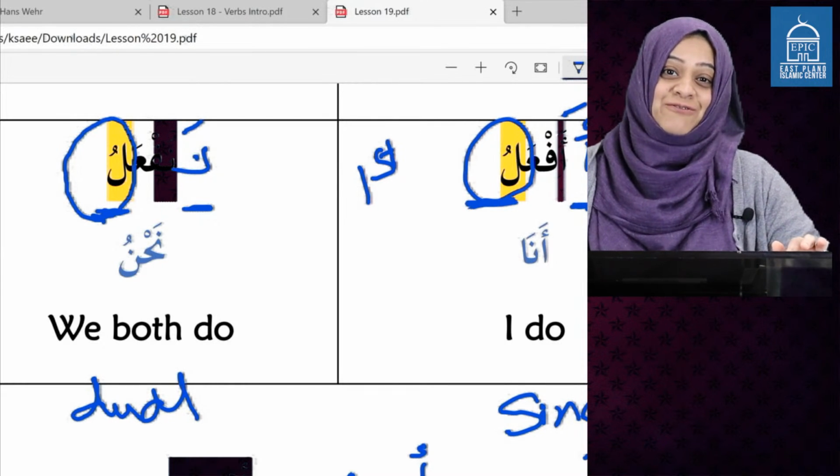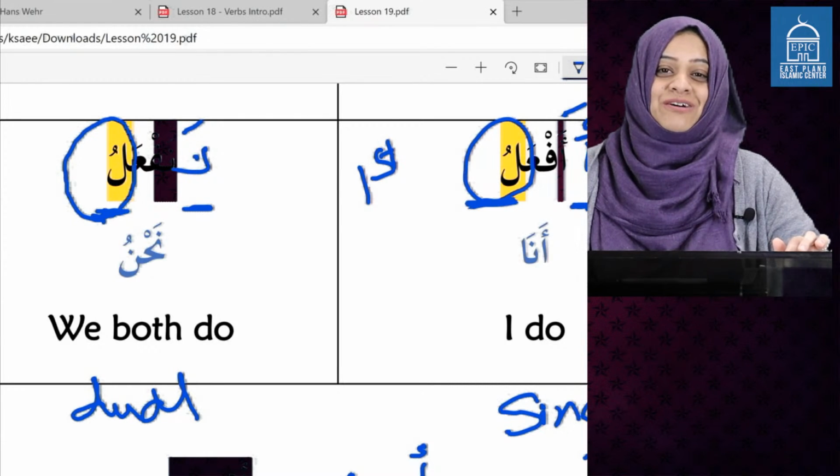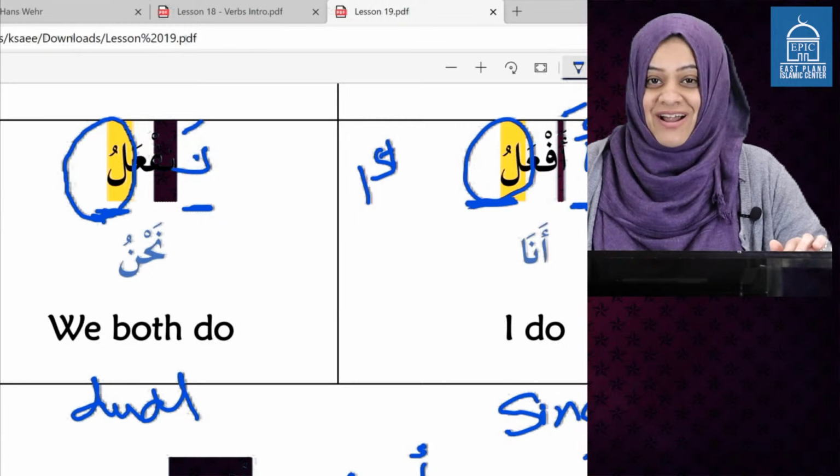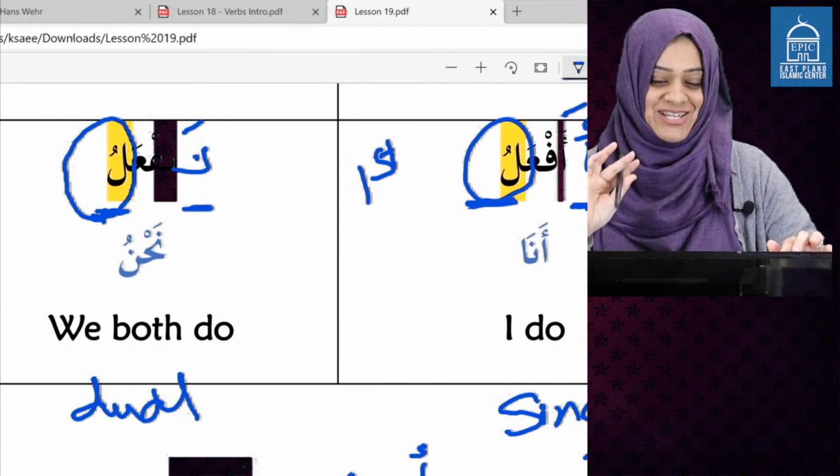Let me do it again. Yaf'alu, yaf'alani, yaf'aluna, taf'alu, taf'alani, yaf'alna, taf'alu, taf'alani, taf'aluna, taf'alina, taf'alani, taf'alna, af'alu, naf'alu. You can do it too.